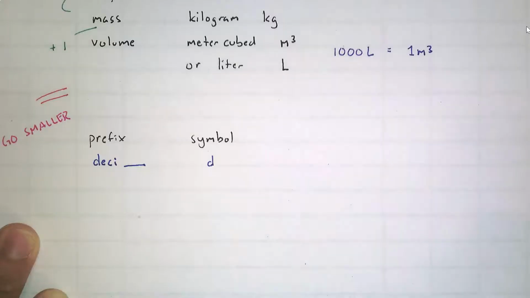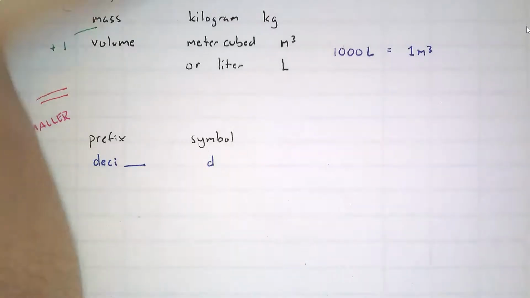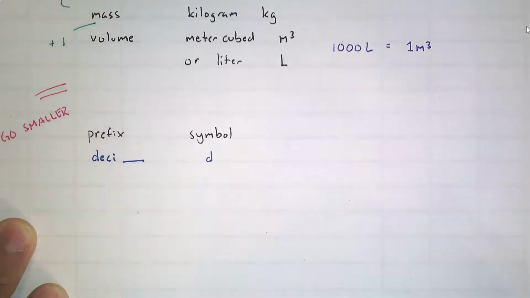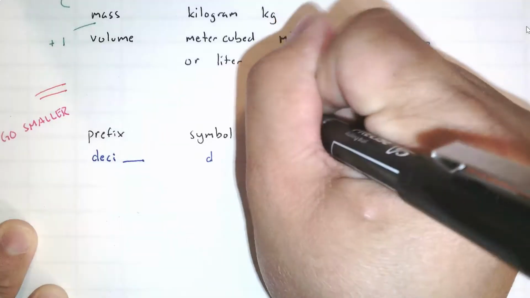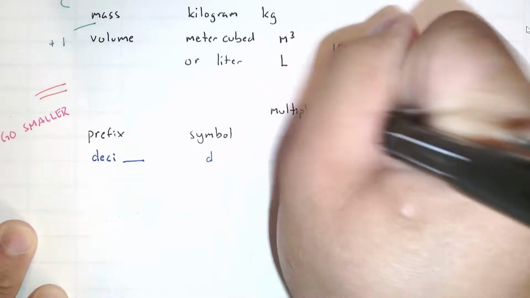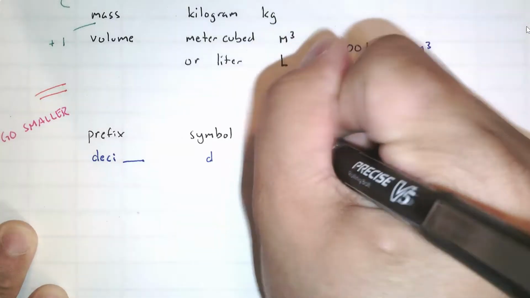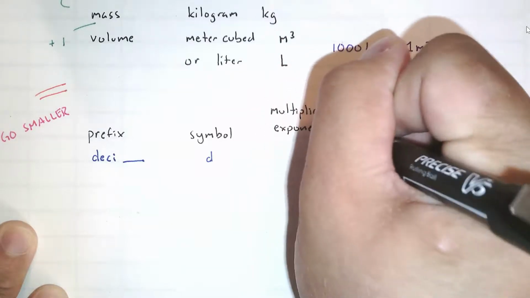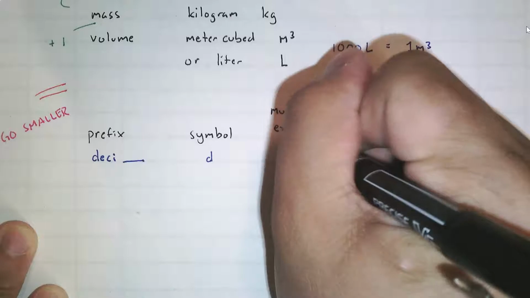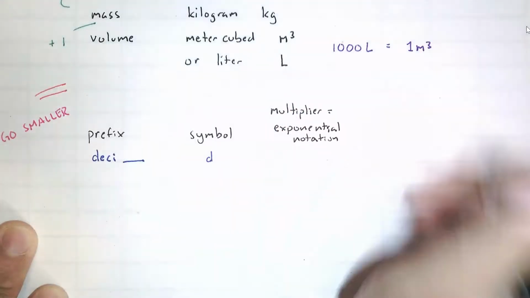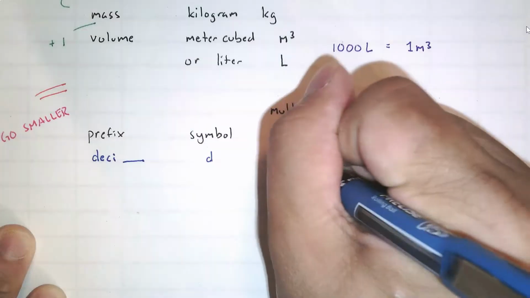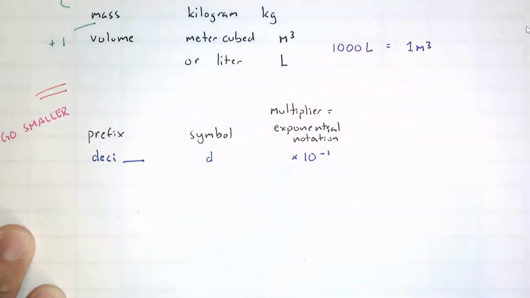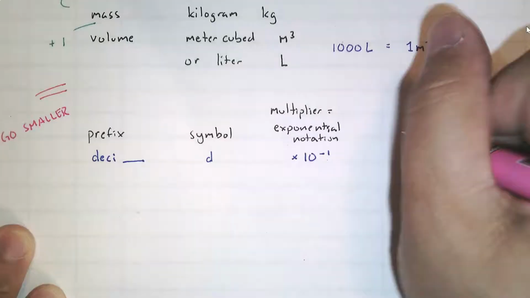And this is where it's going to be a little bit different than how a lot of you have learned this. We're going to use what's called exponential notation. It's actually the multiplier, but the other name is exponential notation. And the exponential notation for deci is times 10 to the minus 1. So how do we use this? Let's take a look at an example.